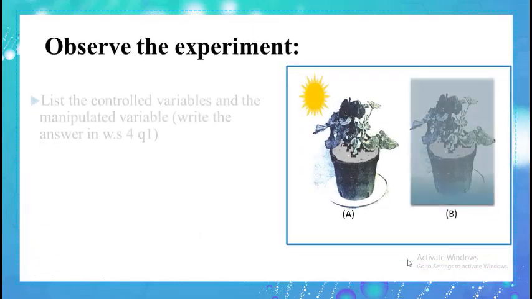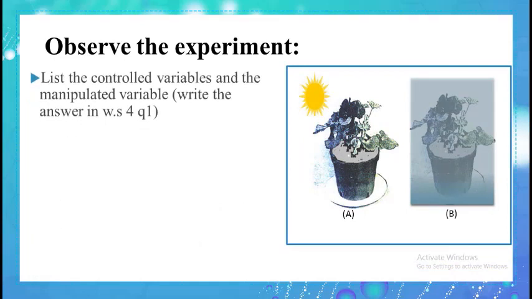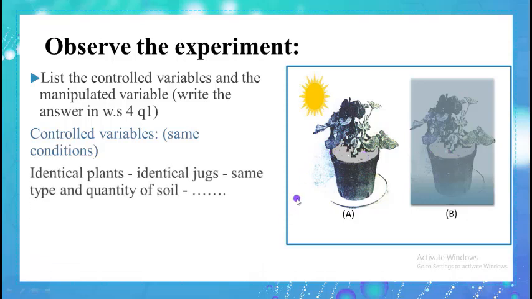Observe the experiment, please. List the controlled variables and the manipulated variable. Write the answer in worksheet 4, question 1. Remember, the controlled variables are the common conditions between the two setups of the experiment. What is common between setup A and setup B? For example, here we have the same type of plant. We have the same type of jugs, same type and quantity of soil, same type and quantity of water, and many others. Remember, we have more than one controlled variable.